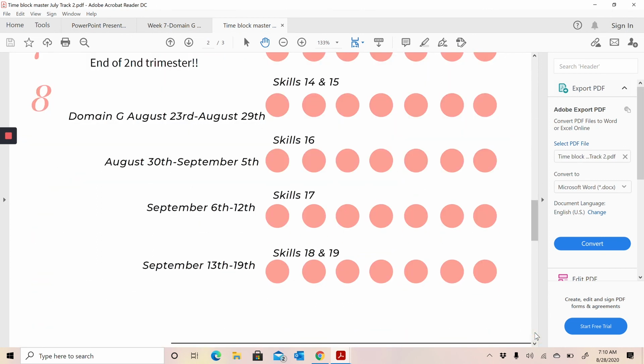Okay, so next week, August 30th to September 5th, is skill 16. This whole week, all we're going to focus on is skill 16, working on 45 minutes of glossary vocab, and then finishing up chapter 4 if you hadn't finished it this week. So that's it for this week.